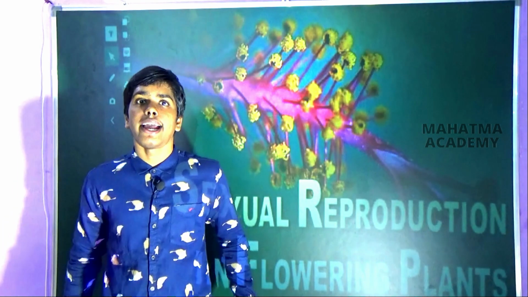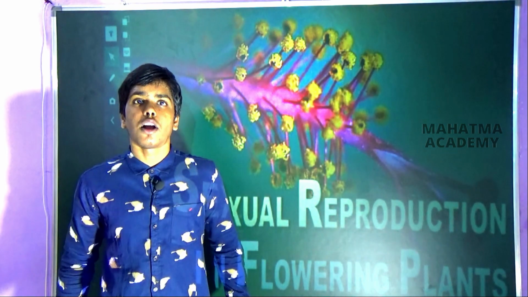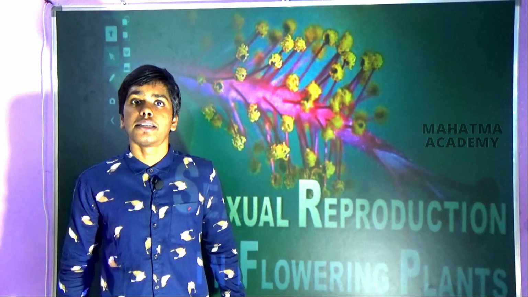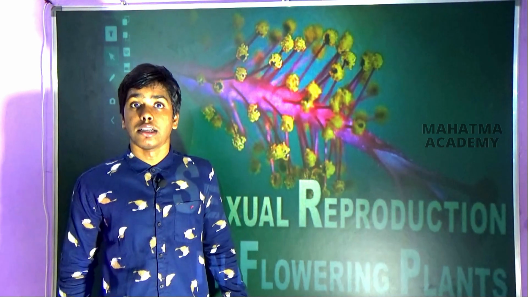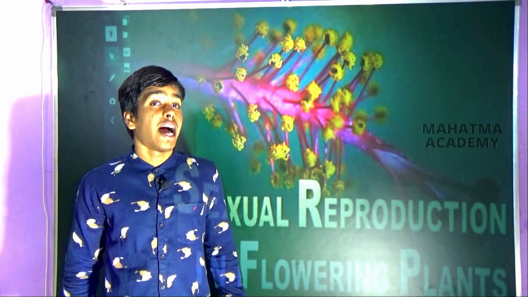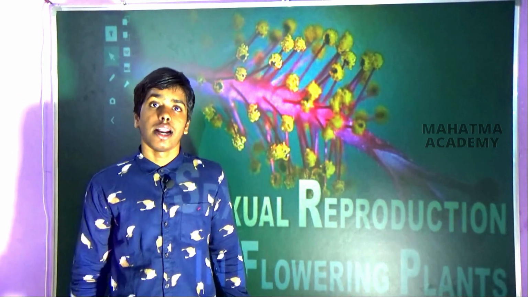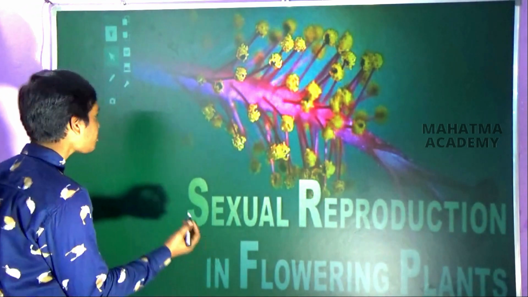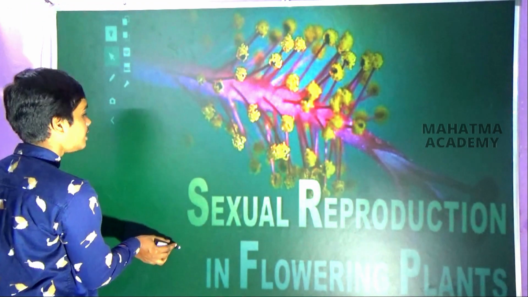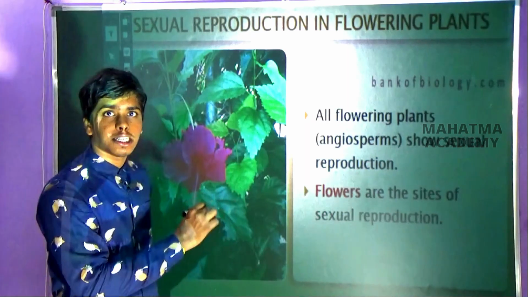Hello all, today we will see a new chapter of class 12 biology, that is sexual reproduction in flowering plants. Today we will see up to the androecium and gynoecium part. Okay, let's start the lesson. Let's see the first page. Let's read the first page.